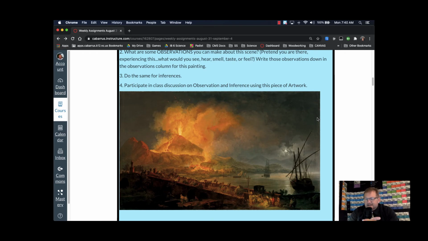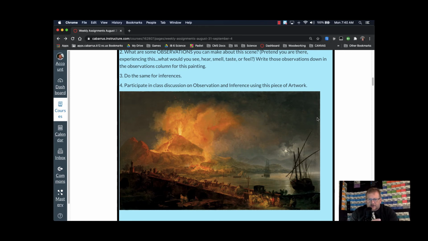Would you taste anything? Well, with all the ash in the air, it's probably falling on you. So you're probably getting a little bit of it in your mouth. So you're probably tasting the ash. So your observations: I see fire. I see a river of lava. I see smoke. I see damage being done to buildings. The inference would be it's a volcano erupting.